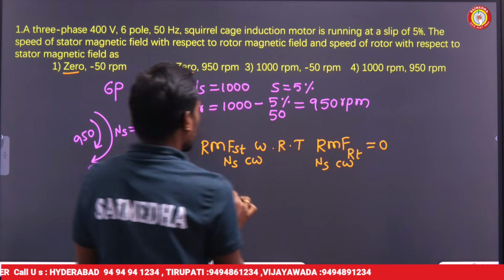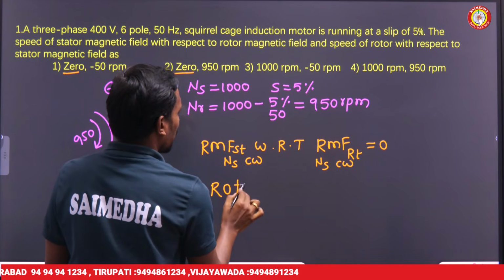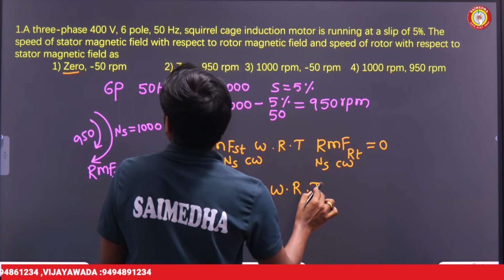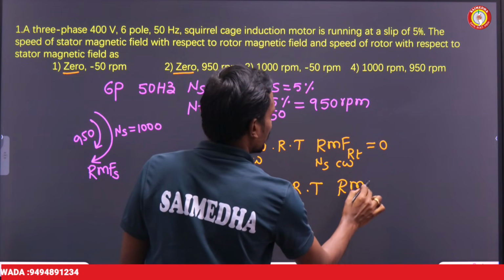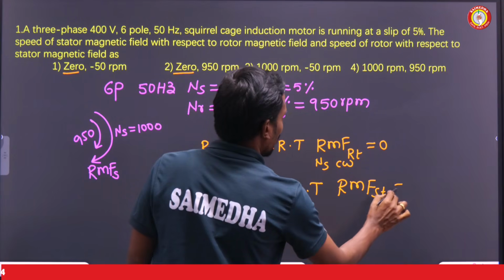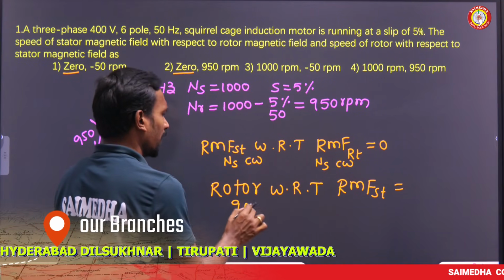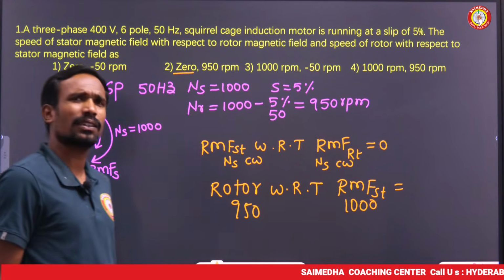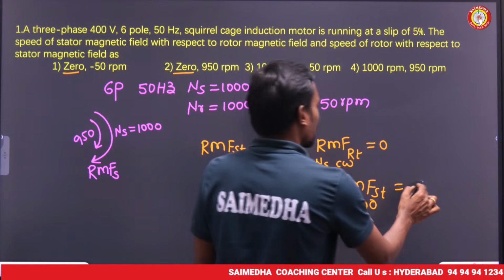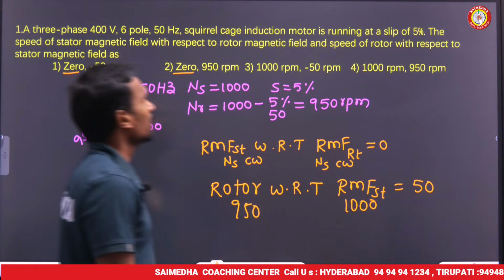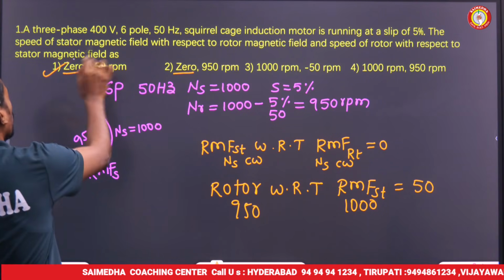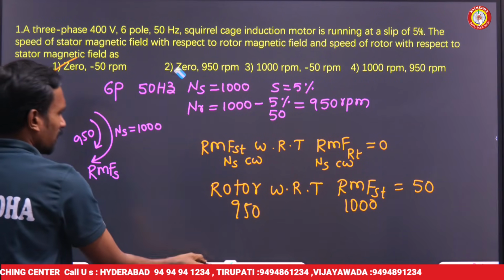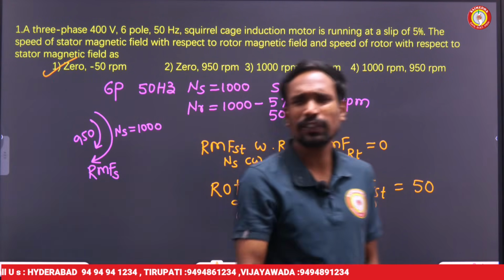And the speed of the rotor with respect to the stator magnetic field. The speed of the rotor is 950 with respect to the magnetic field. Actually the magnetic field is rotating at 1000 RPM. Nothing but its relative motion is 50 RPM. So the answer is 0 and 50. Of course, it may be plus 50 or minus 50, that is not an issue. So the answer is 0 and 50 RPM.